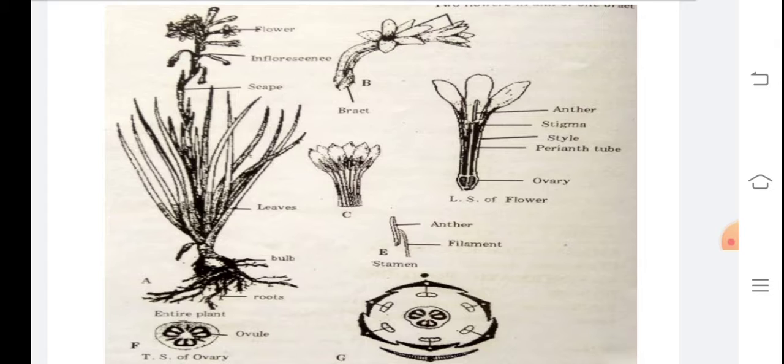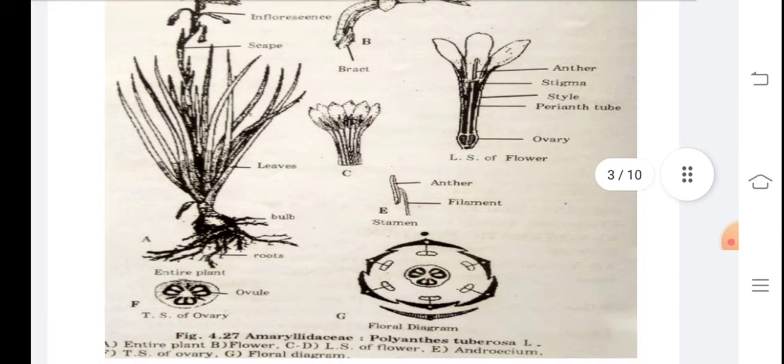Here you see the floral diagram. There is one common bract for two flowers, and it shows indefinite growth. So it is a racemose type, the spike. Flowers are sessile. Parts of the flower show the perianth 3 plus 3, style, stigma, and the ovary. Already we know the tuberose, nishigandha.